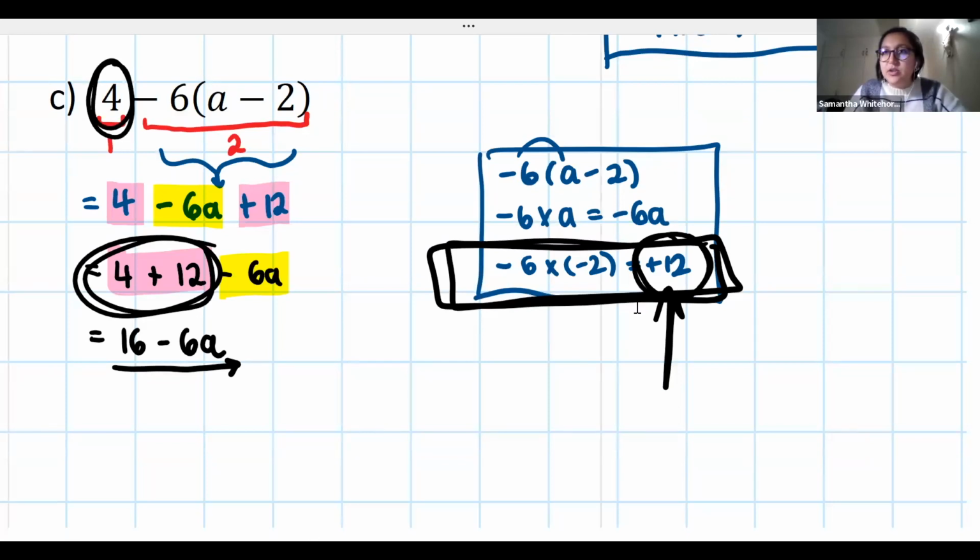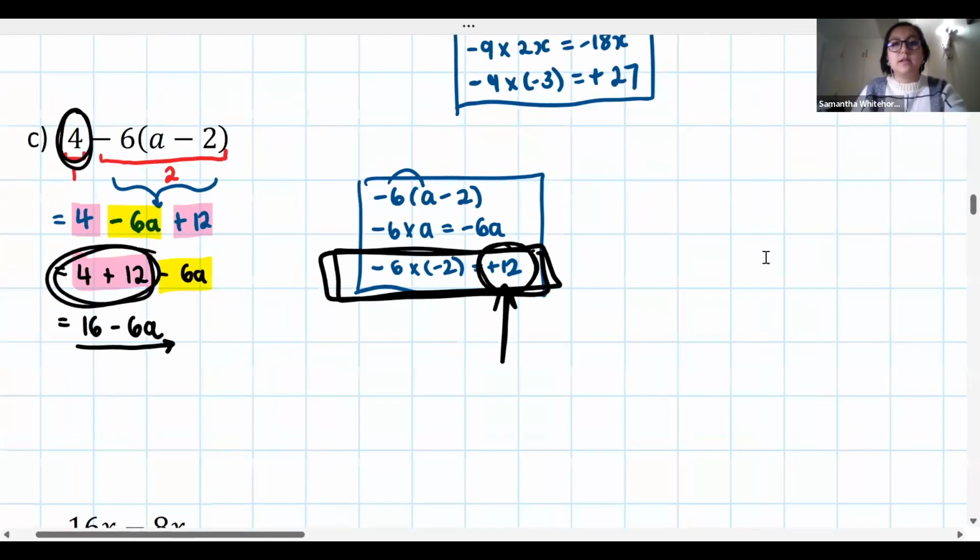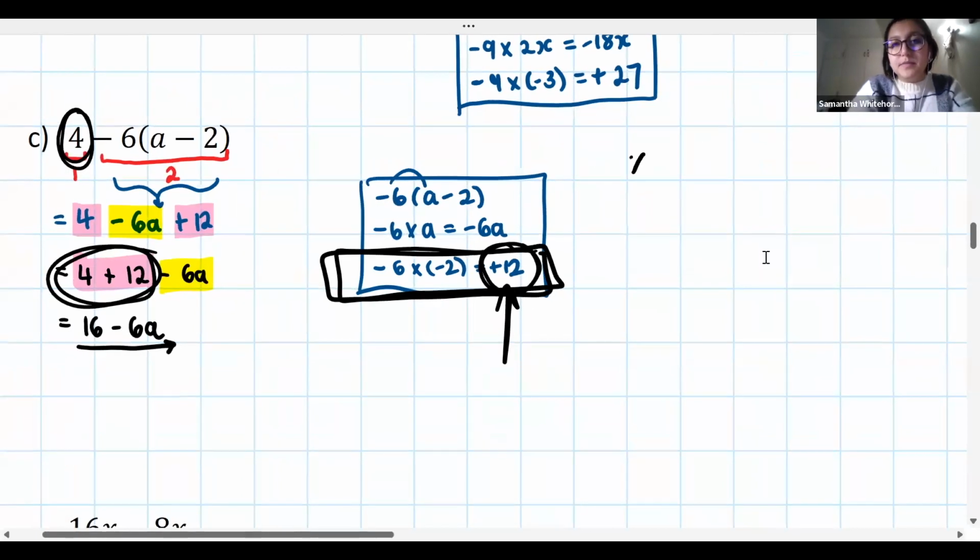Alrighty, grade 8s. So let us try one, or you are going to try one by yourselves. So I'm going to write it on the side here. Let's do this so you can still see that question. So I want you to try this one by yourselves.